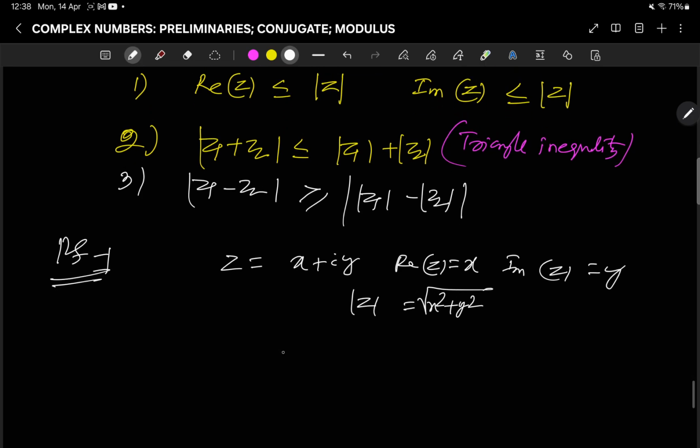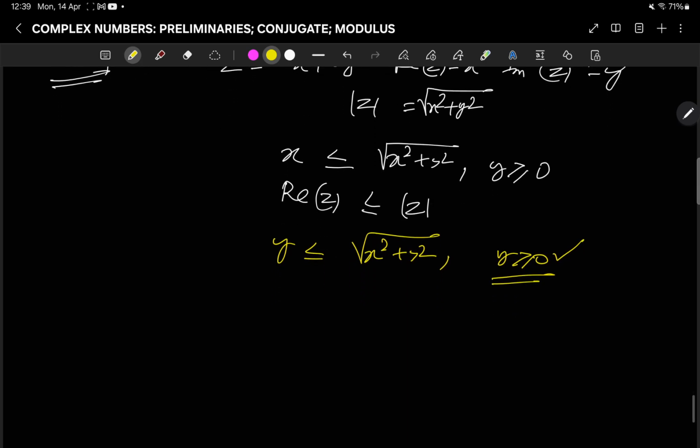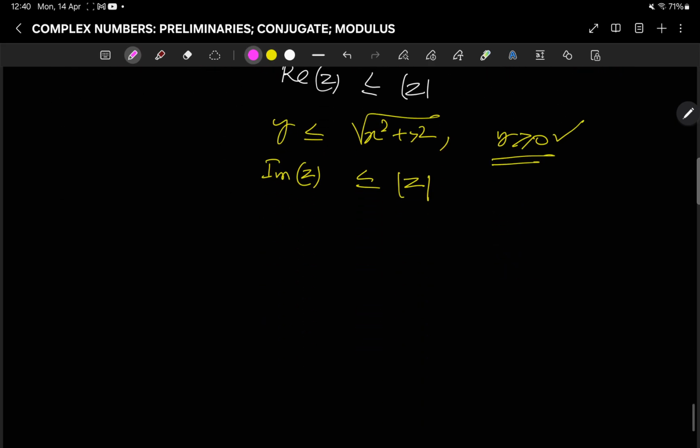You see here whether x is less than or equal to square root of x square plus y square, yes or no? For y greater than or equal to 0. So that's why here real z is less than or equal to your mod z. Likewise we can write y is less than or equal to square root of x square plus y square. Some y may be greater than or equal to 0, or if y is not greater than or equal to 0, then also we are taking the whole square. So this is your imaginary z, which is less than or equal to modulus of z.